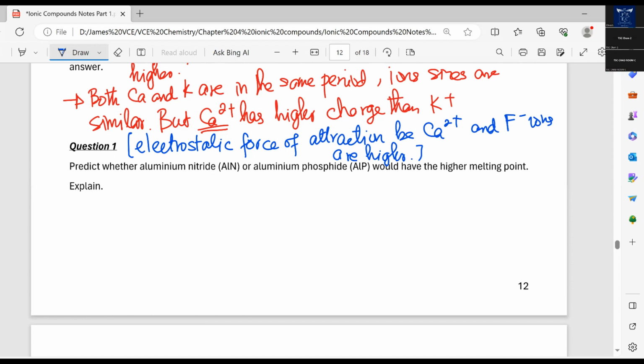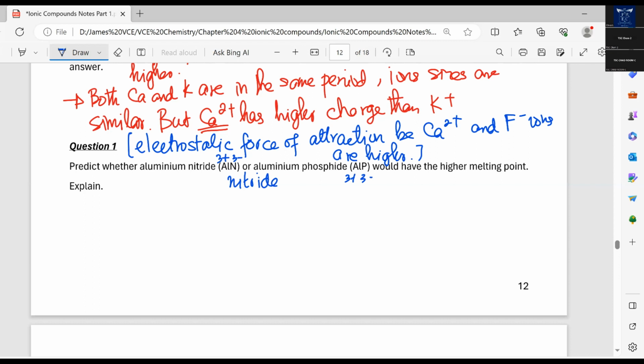Which one do you think has a higher melting point? Aluminium nitride. Okay, this is phosphide and nitride. This one is from nitrogen. This is nitride. Okay, why is it? Yeah, smaller. So this is 3 plus and 3 minus. This is also 3 plus and 3 minus.